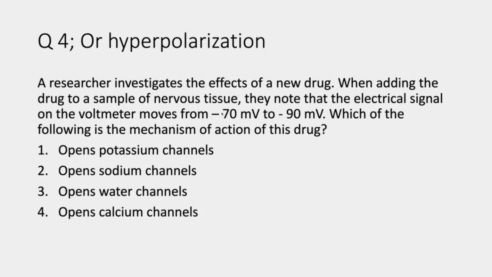How will that happen? Well, there are four options: opening potassium or sodium channels, opening water channels, and opening calcium channels. Let's start from the last. If we open calcium channels, normally what happens is that calcium, which is more abundant in the extracellular space and in the sarcoplasmic reticulum, for example in the muscle cell, will move so that we are going to have more positive charges. So this is supposed to depolarize, become less negative. If we open water channels, that is not going to affect the charges too much.